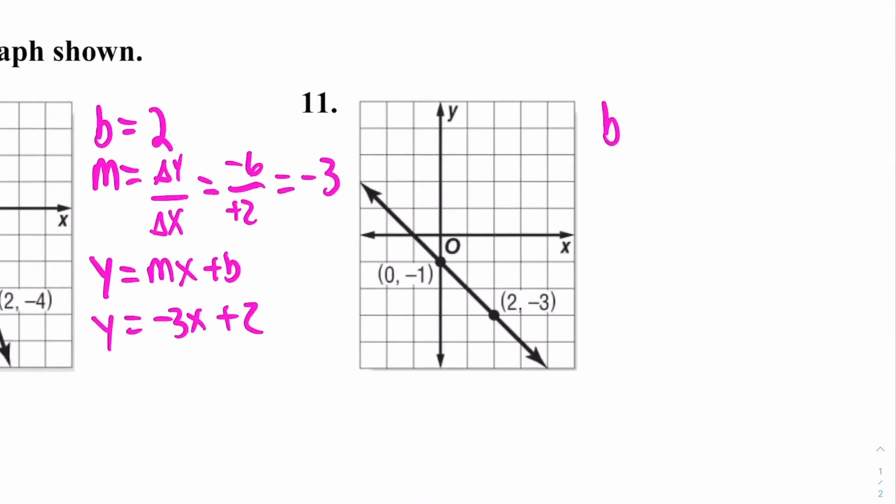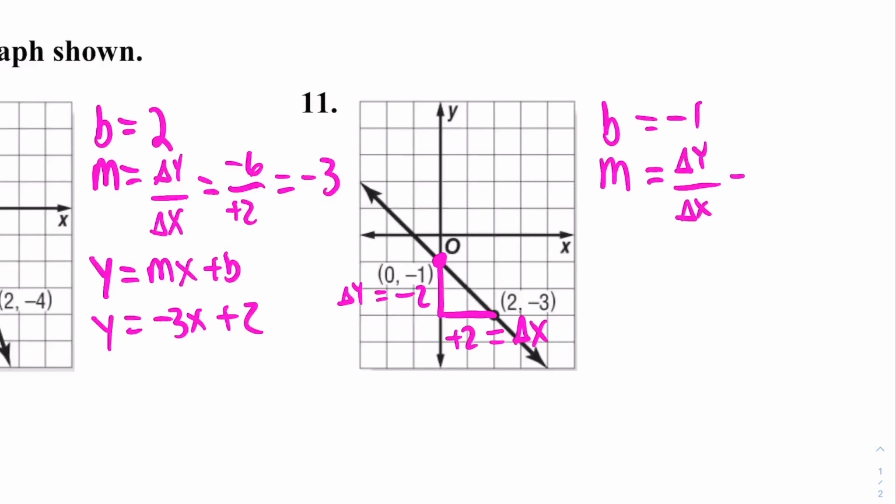We need b, we need m. b comes from where it touches the y-axis, which is at -1. M comes from, how did the graph change between these 2 points? It went down 2 for the change in y, and it went right 2 for the change in x. So the change in y over the change in x is down 2, right 2. You simplify that fraction and you get negative 1.